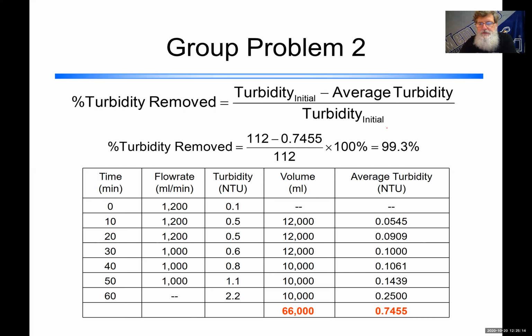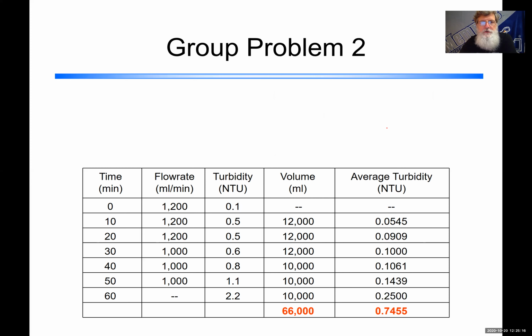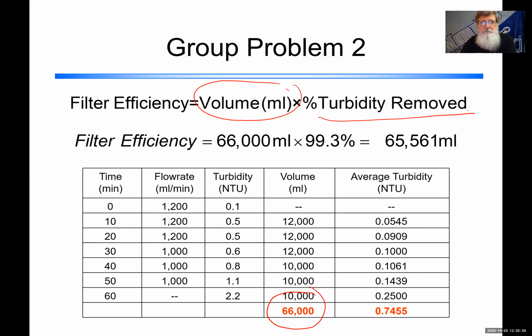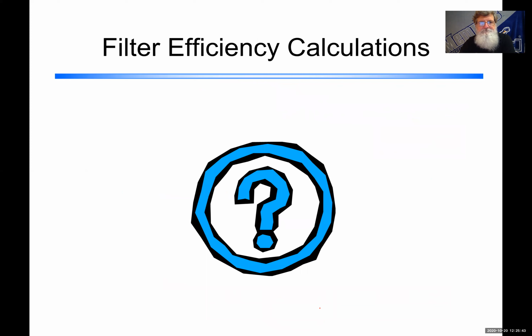So what's the corresponding filter efficiency? Well, it's going to be the volume, right? The volume treated, which we computed as 66,000, times the turbidity removed, which was 99.3%, I believe. So that gives me a value of 65,561, which is really, really close, you can see, to the amount. So this is a pretty efficient filter for our purposes in lab.